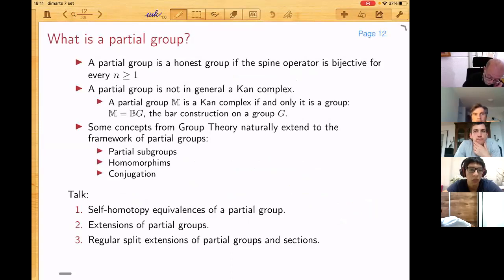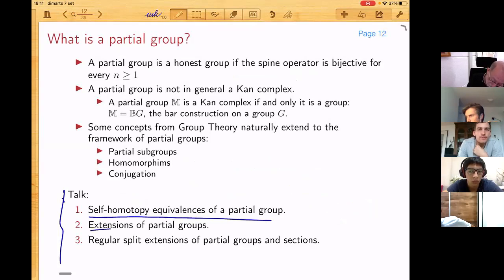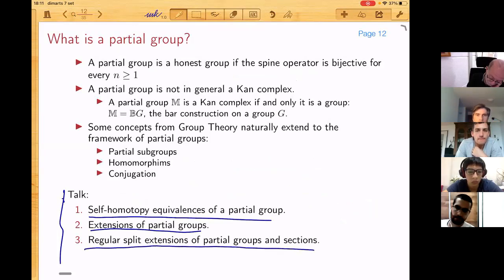So in this talk, I'd like to briefly say something about self-homotopy equivalences of a partial group and extensions of partial groups. And if we have some time left, I'll talk about split extensions and sections of extensions, right?